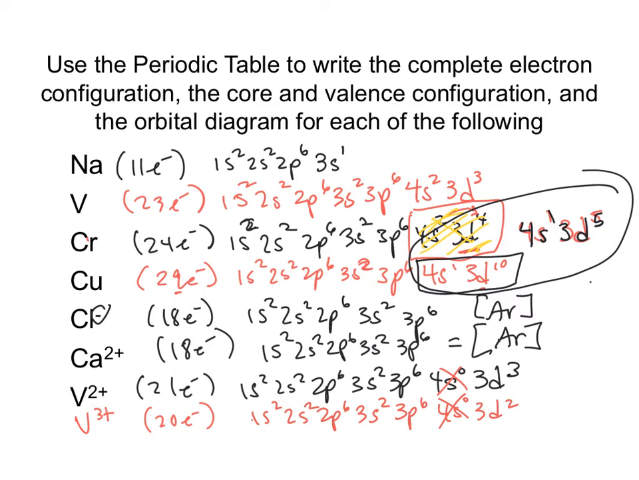But in both cases, the 2+ and the 3+, and that's the case for all these transition metal cations, the electrons come out of the 4s2 first, or the 4s first, and then they come out of the 3d subshell. Okay, those are some good examples.